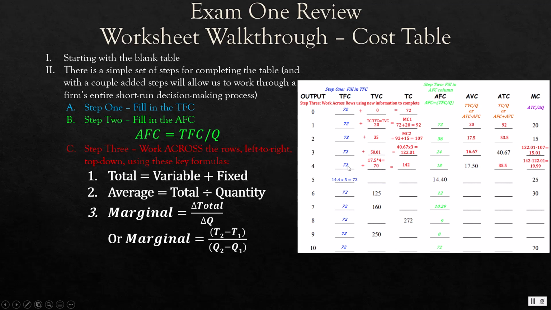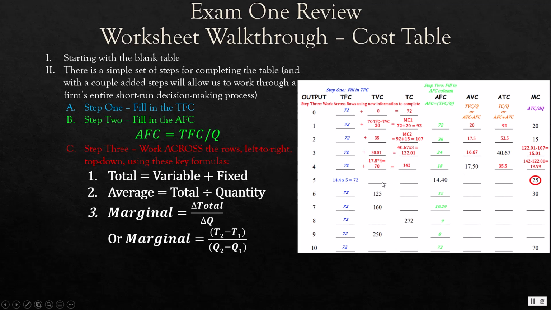Add that to the 72 of fixed cost, and I get 142 total cost. Divide that 142 total cost by the 4 units that are available, and I get 35.5 as the average total cost. 142 total cost minus the 122.1 of the previous unit leaves me with 19.99 as the marginal cost. Close enough you could call it 20, I imagine.